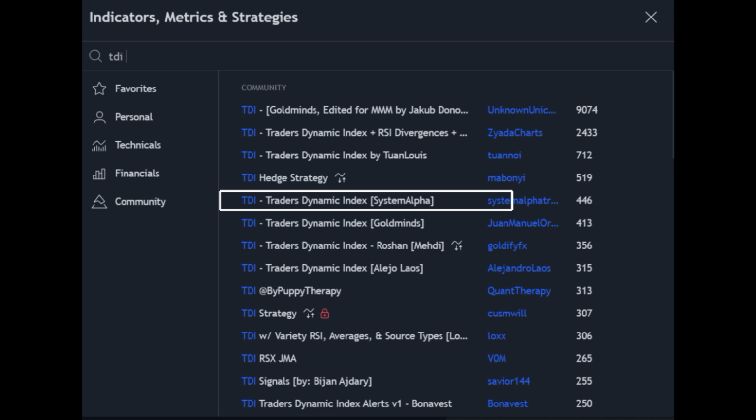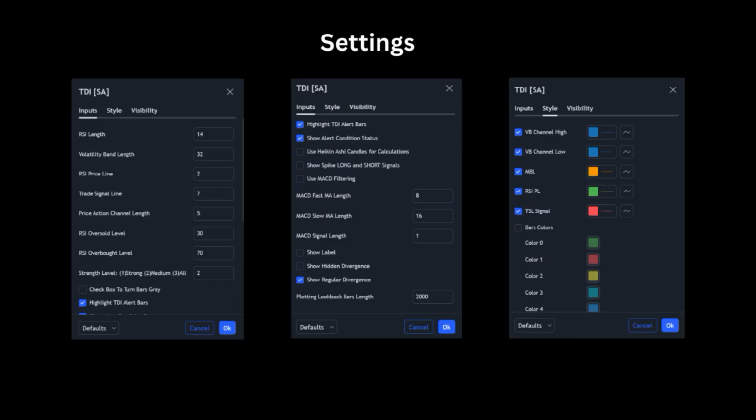First, we have to look at which TDI indicator to use on TradingView. Use the one that says System Alpha, Trader's Dynamic Index. Next, our settings are going to be 14 for the RSI length, 32 for the volatility band, which is the Bollinger Bands, and the rest will be default when you use this indicator. We will also have an RSI oversold level of 30 and an RSI overbought level of 70. We also want to deselect bars and colors because that can confuse you when you're looking for your mitigation blocks.